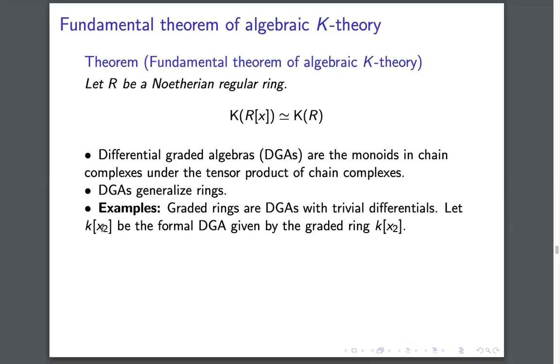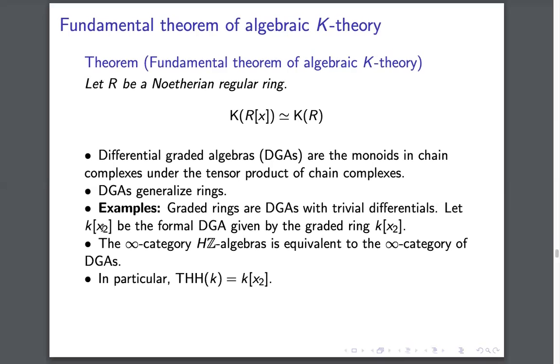This is a formal DGA. One can think about this, as I said, as a formal DGA, and use the fact that spectra contain all the DGAs too, not only all the rings, as I said before. If you focus on this particular ring spectra called HC algebras, these are the algebras over the Eilenberg-MacLane spectrum. It's a commutative ring spectrum.